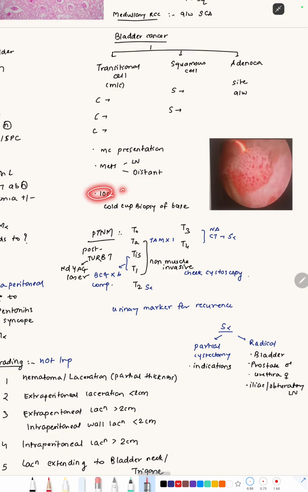The investigation of choice is the cystoscopic biopsy, and it involves a cold cup biopsy of the base. Now this biopsy is taken post TURBT, that is post transurethral resection of the bladder tumor, and then it is sent for staging. It is done by laser.